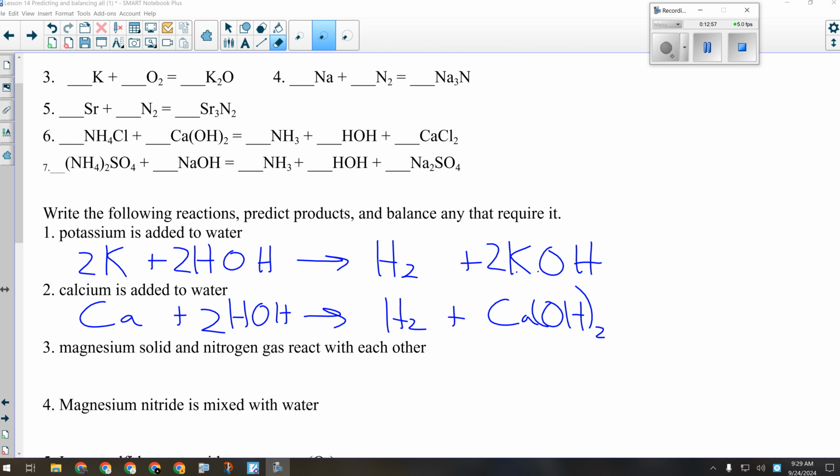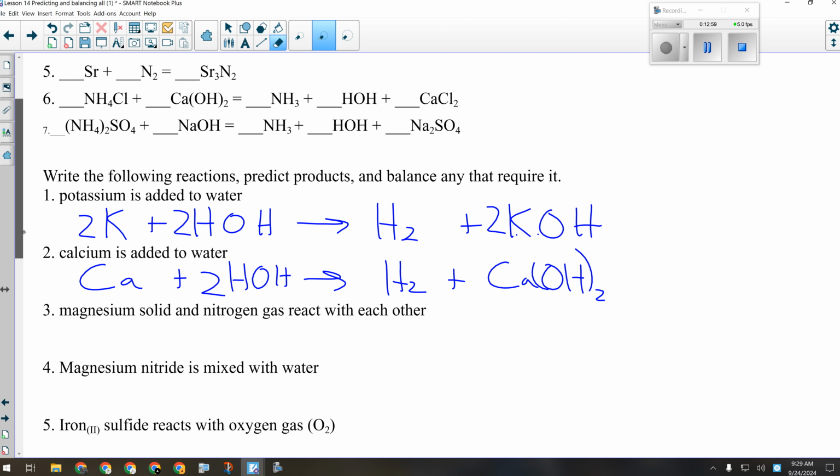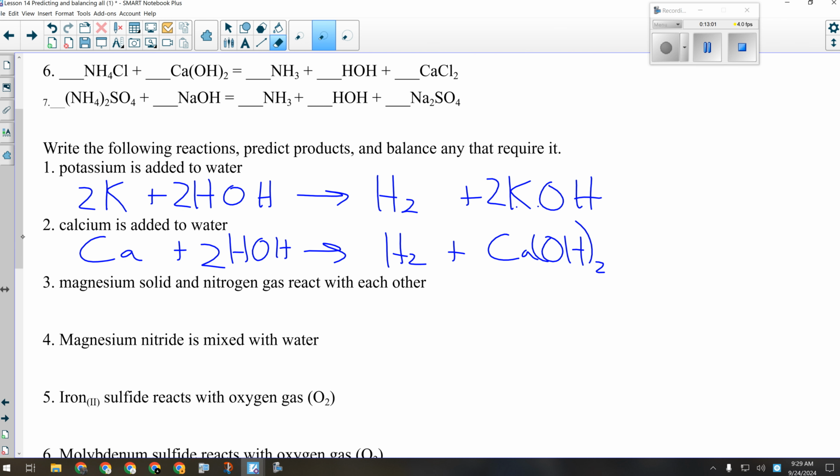Number 3, magnesium solid and nitrogen gas react with each other. So what would magnesium solid look like? Okay, nitrogen gas, what does that look like? N2. Right, special element. Now that they're in words, that's one of the things that can easily be missed. What kind of reaction is that? Synthesis reaction. So they're going to go together to make an ionic compound. That's a -3, that's a +2, so we're looking at Mg3N2 for our formula there.